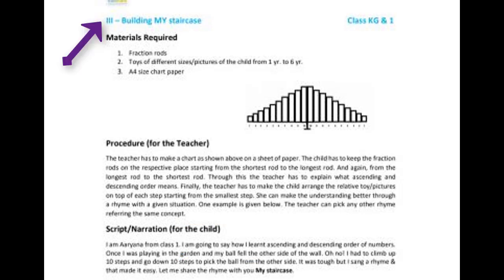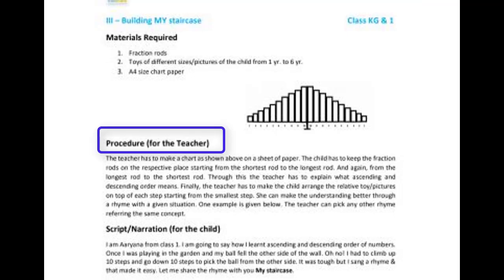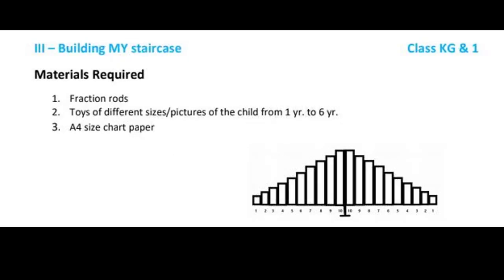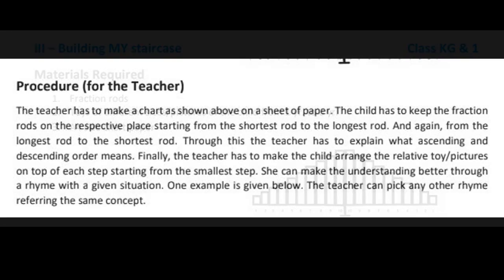This is the name of the activity, Building My Staircase. This activity is applicable for students of grades KG and 1. Each activity will have these topics: materials required, procedure, and script for the student. The materials required will mention all the things that are required for the activity. This includes Mathbox manipulatives, other types of materials required, like in this case toys or pictures, and other stationery items.